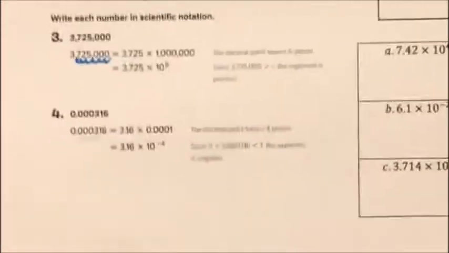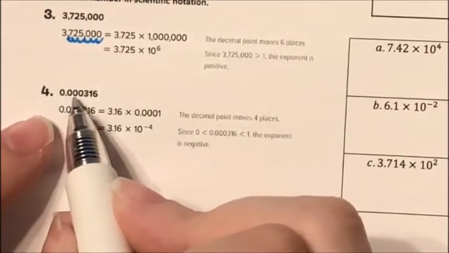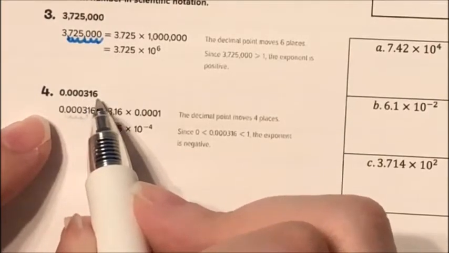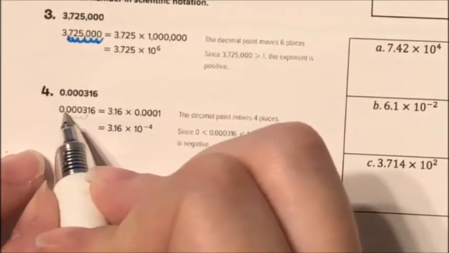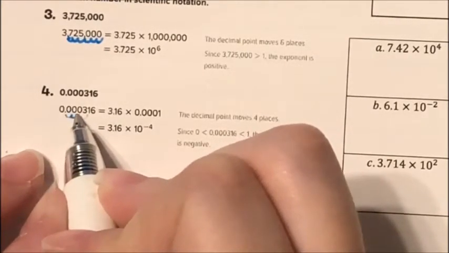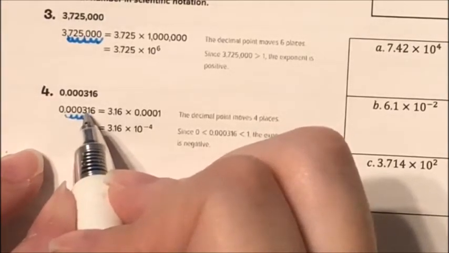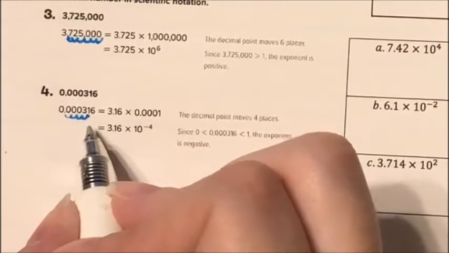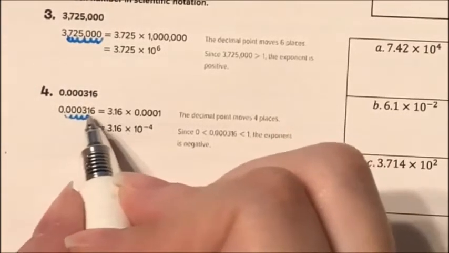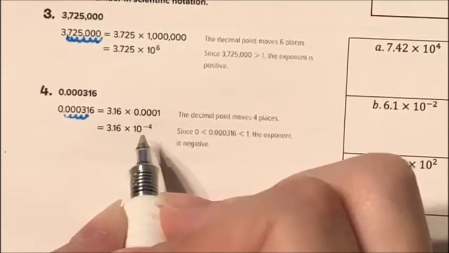For number 4, I have 0.000316. So this is going to be a negative exponent. So I start where my decimal is. I go back till it makes sense. 1, 2, 3, 4, which is at the 3, because I want a number between 1 and 10, right? Can't be bigger. It can be 9, but it can't be 10, right? So that's 4 places. So 3.16 times 10 to the negative 4th.